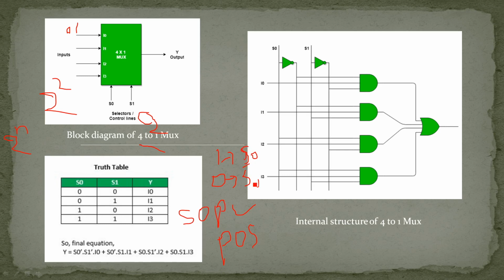In the SOP format, S0 can be arranged in 2 combinations, either 0 or 1. If it is 0, S0 can be represented as S0 bar. If it is 1, S0 can be represented as S0. Similarly, S1, if it is 0, S1 can be represented as S1 bar. If it is 1, S1 can be represented as S1. So like you see here, the equation Y is equals to, we are having 4 combinations here.